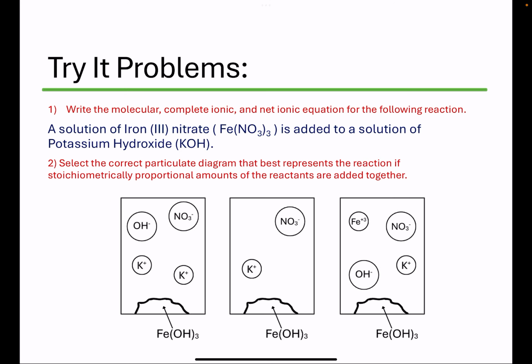Okay, so let's do one more. We have iron nitrate added to a solution of potassium hydroxide. So we are gonna have this for our lab as well. I did order some of those, so we're gonna have some fun, and you're gonna see the reaction that we work with present in your lab as well.